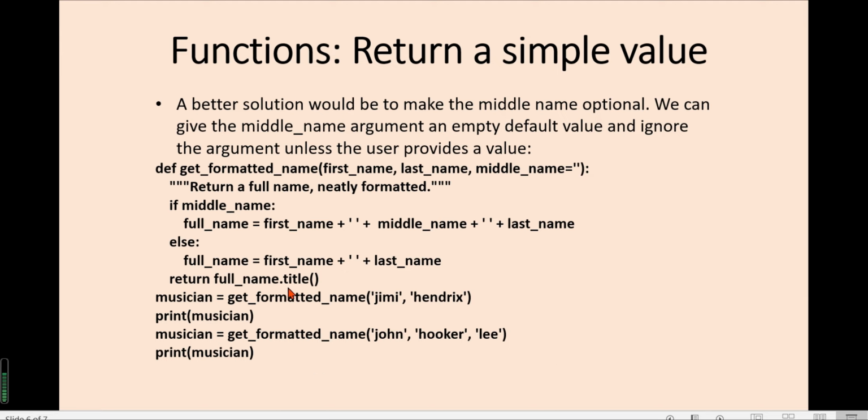And the return value is the same, return the full name with the title form. So calling the function here, the person has only a first name and a last name. So he can just use get_formatted_name with Jimi Hendrix and print the result, which is Jimi Hendrix. But if he has a middle name, he needs to input three values for the parameters, John Hook Lee here.